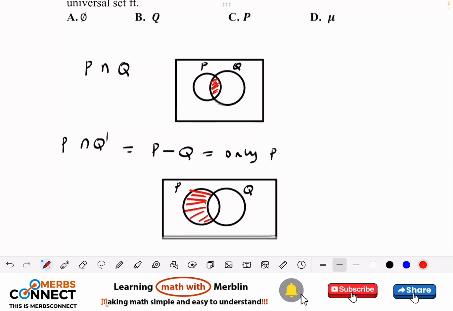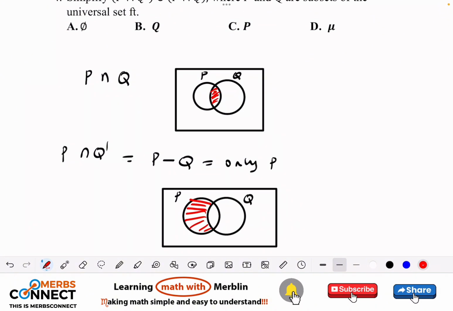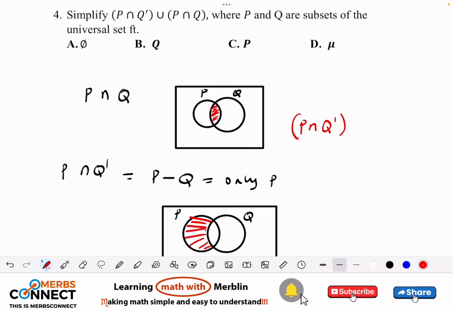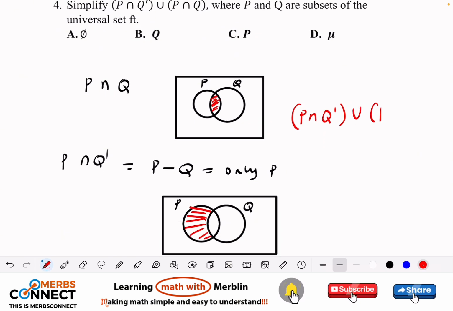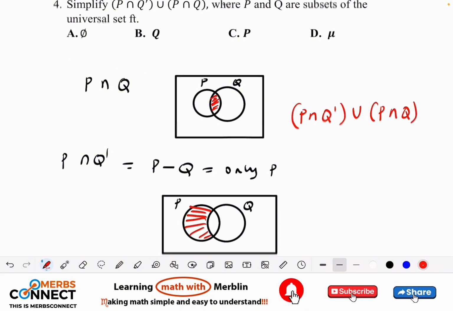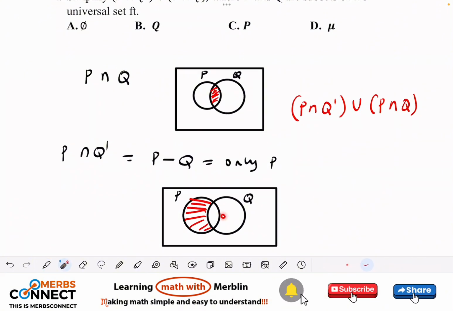Do you see that? Good. So what's the question? Now the question is we want to find P intersect Q prime union P intersect Q. So it means that now we need to combine this graph and this graph. We need to shade them together. So let's shade this graph together.